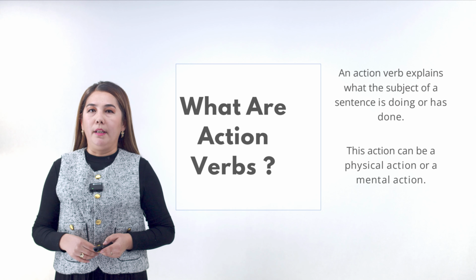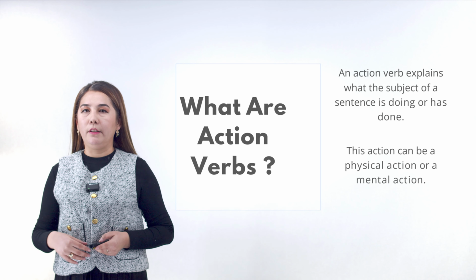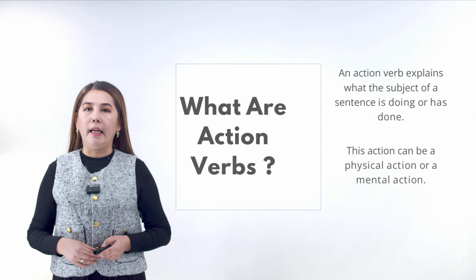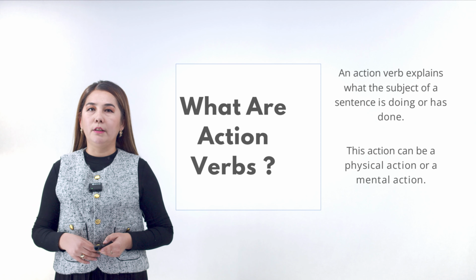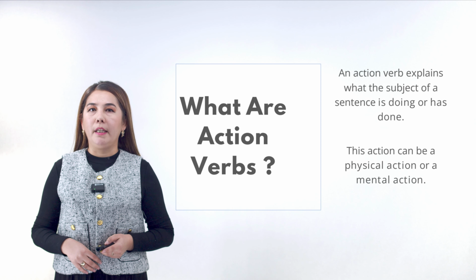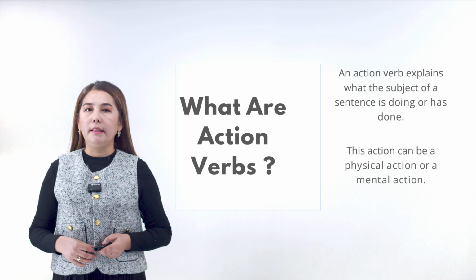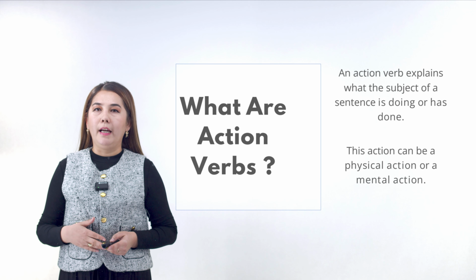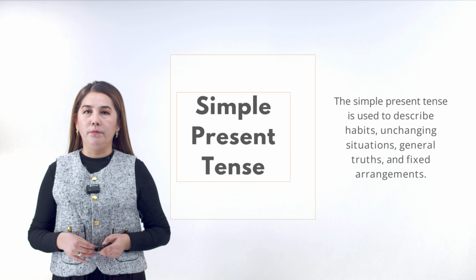The present simple. What are action verbs? There are two kinds of verbs in English. The first one is the action verb. Now we will learn what action verbs are. An action verb explains what the subject of a sentence is doing or has done. The action can be a physical action or a mental action. Now I'll give you a clear explanation on this topic.